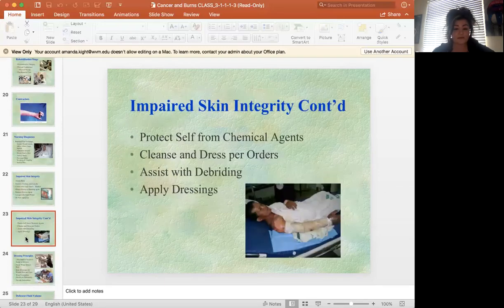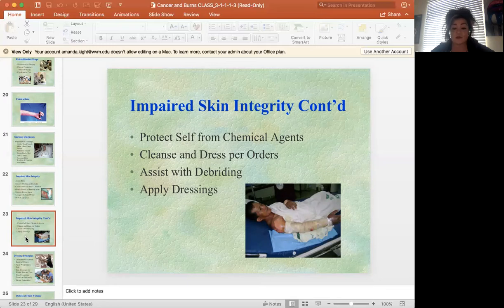Almost done here. Impaired skin integrity, protect self from chemical agents, of course. Usually there are procedures and protocols in the workplace to help prevent these chemical burns from happening. But accidents, of course, happen, right? And then they have stations of what to do, and then call the ambulance and get the patient to the hospital as quickly as possible, so we can do what we need to do to hopefully prevent.